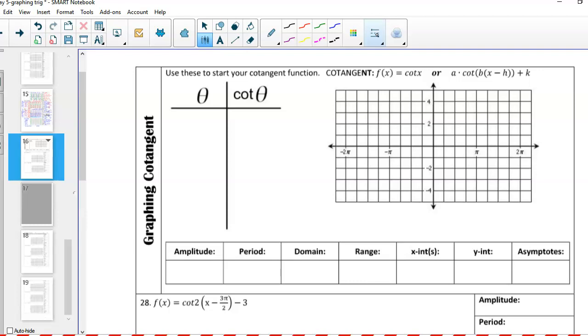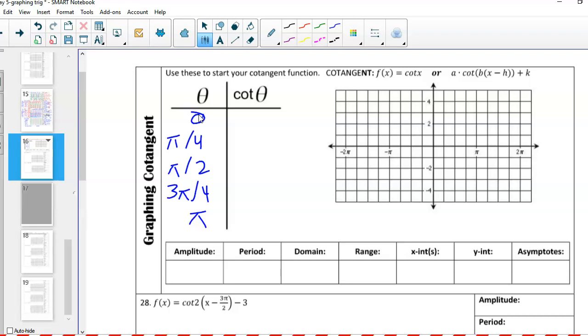Alright, so for cotangent, we're going to use a different table because remember cotangent is the reciprocal of tangent, so it's not going to be at an asymptote the same places as tangent. So instead, we're going to start this off at 0. Still count by pi over 4s. Because tangent had a period of pi, cotangent will have a period of pi. So we still need to use some amount of pi.